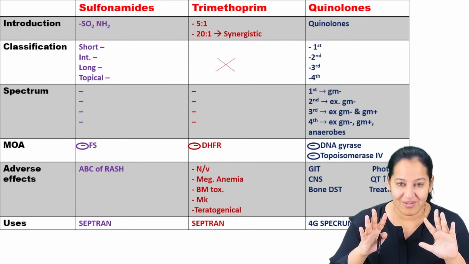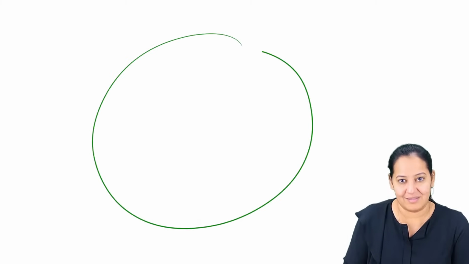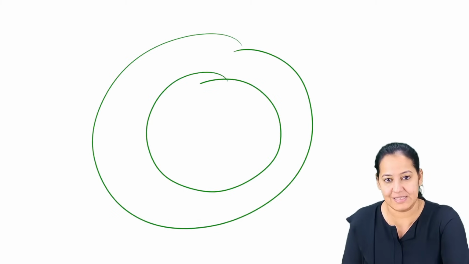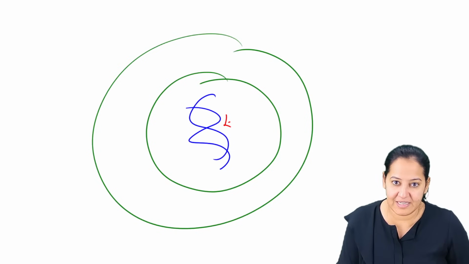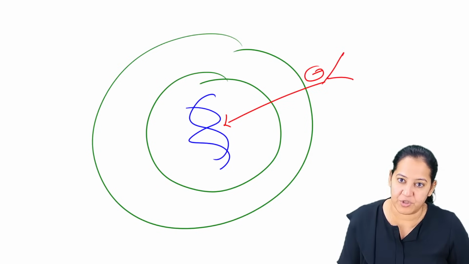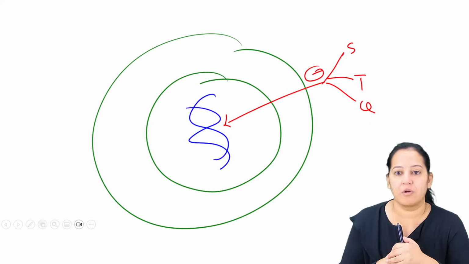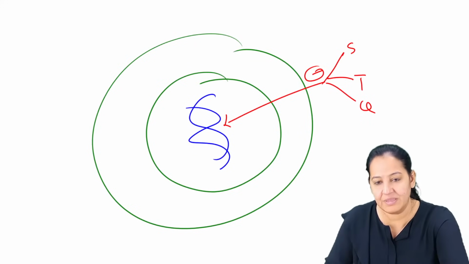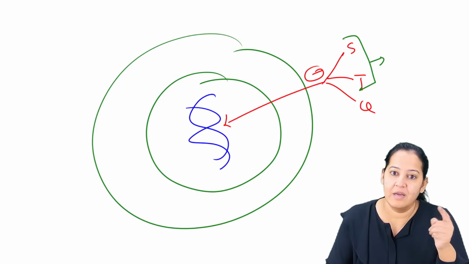So these are the 3 drugs which inhibit nucleic acid inside the bacteria. This is the bacteria, this is the nucleus of the bacteria, this is the double-stranded DNA inside the bacteria. You want to inhibit the DNA synthesis. So 3 options you are having. You can do it with sulfonamide, trimethoprim or quinolones. Quinolones are fluoroquinolones. But from these 3, these 2 are indirect inhibitors because they inhibit the folic acid.